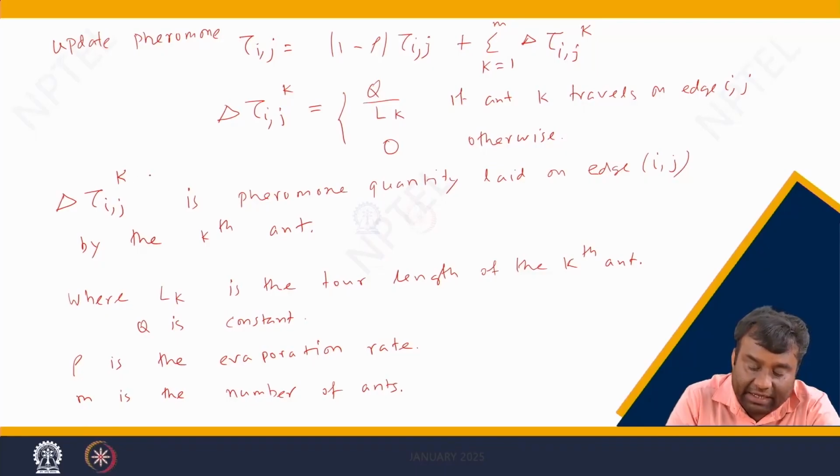Delta tau ijk is the pheromone quantity laid on edge ij by the kth ant, where Lk is the tour length of the kth ant, Q is some constant, rho is the evaporation rate, and m is the number of ants.